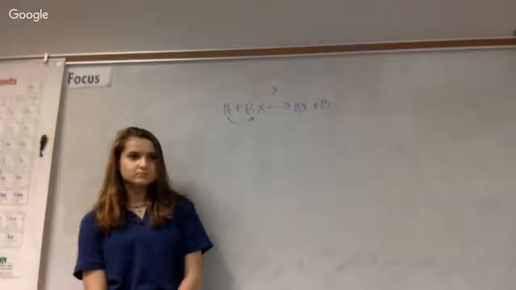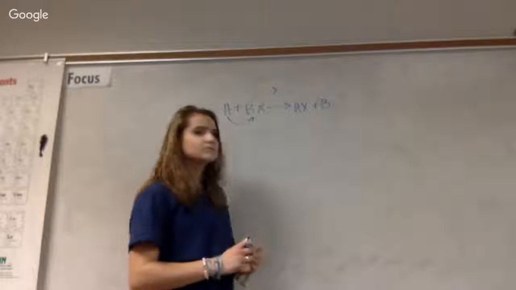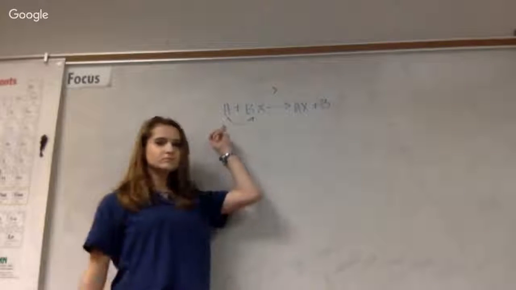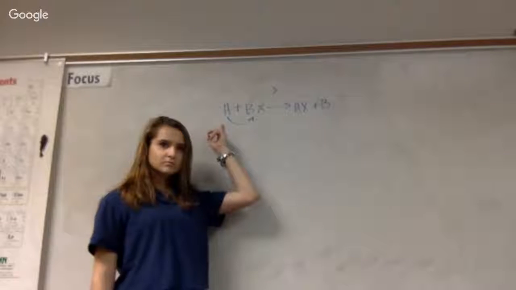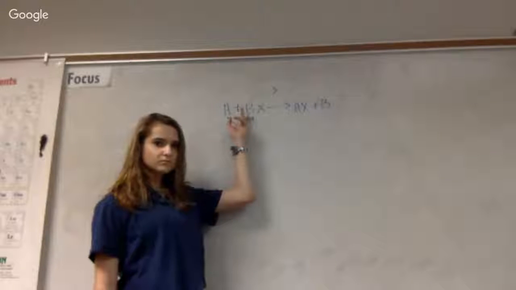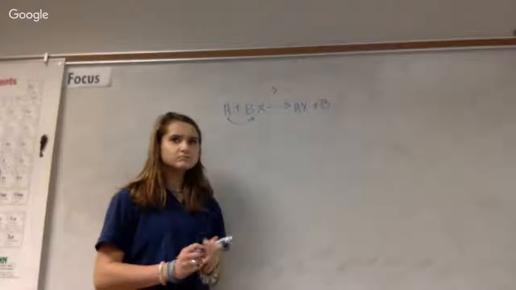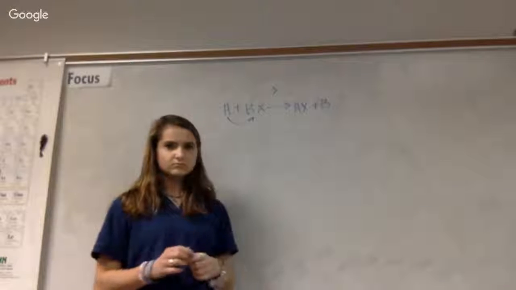So every time you see a single replacement reaction, you're going to see a single thing. So put your finger on the A, and you're going to see a compound. Put your finger on the BX. Okay. So the A is going to try and replace the B, always. The only way the A can replace the B is if the A is stronger. And the way we know that is there's going to be a table, and if the A is higher up on the table than the B, then it can replace it.